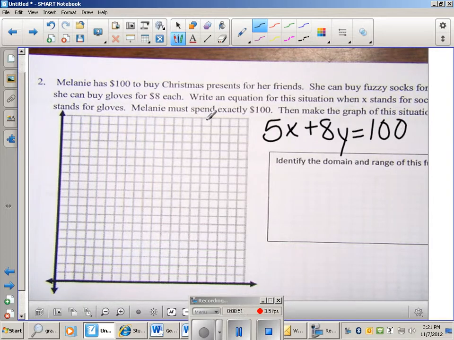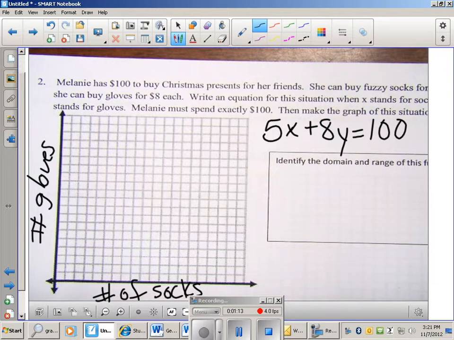So the easiest way to graph this, I think this is where some of you had a hard time in class today, the easiest way to graph this is to pick 2 points. Easiest ones are your X and Y intercept. So this is going to be the number of socks down here, and along the Y-axis you're going to have the number of gloves.